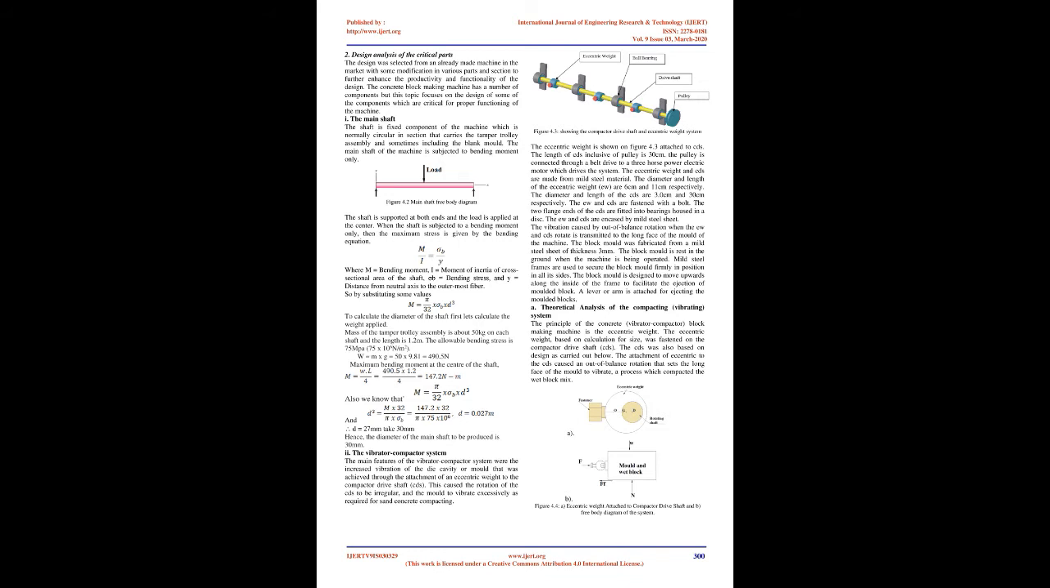Mild steel frames are used to secure the block mold firmly in position on all its sides. The block mold is designed to move upwards along the inside of the frame to facilitate the ejection of the molded block. A lever or arm is attached for ejecting the molded blocks.